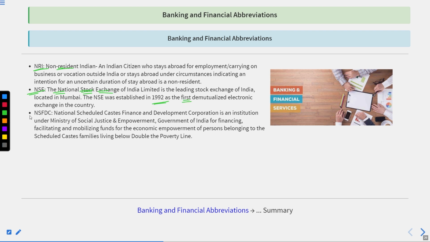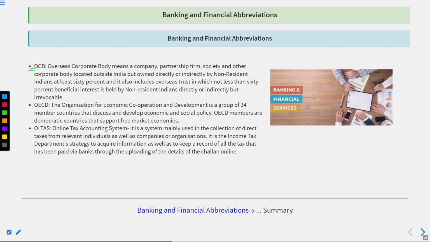The NSFDC, National Scheduled Castes Finance and Development Corporation, an institution under the Ministry of Social Justice and Empowerment, Government of India, for financing, facilitating and mobilizing funds for the economic empowerment of persons belonging to scheduled caste families living below double the poverty line. OCB, Overseas Corporate Body, means a company, partnership firm, society, or other corporate body located outside India, but owned directly or indirectly by non-resident Indians at least 60%.